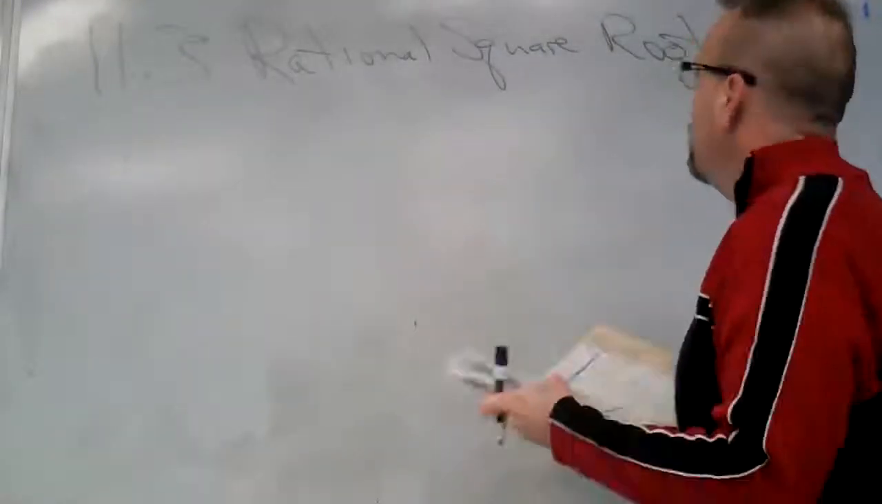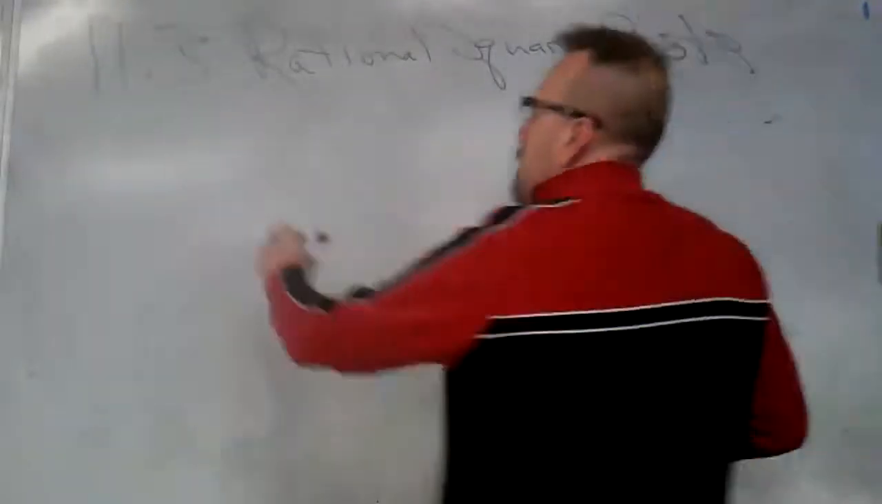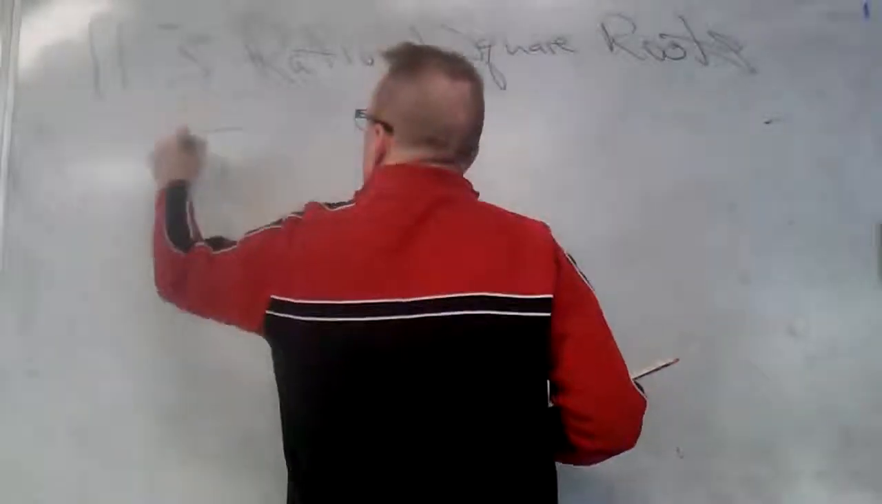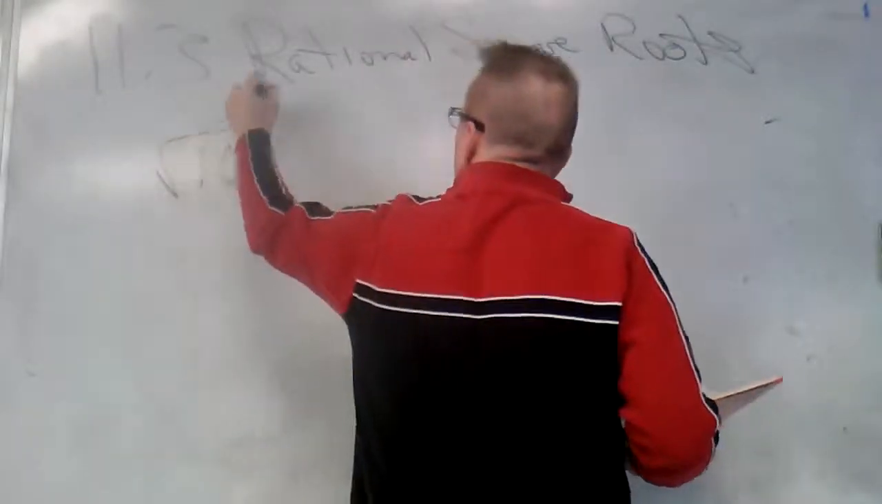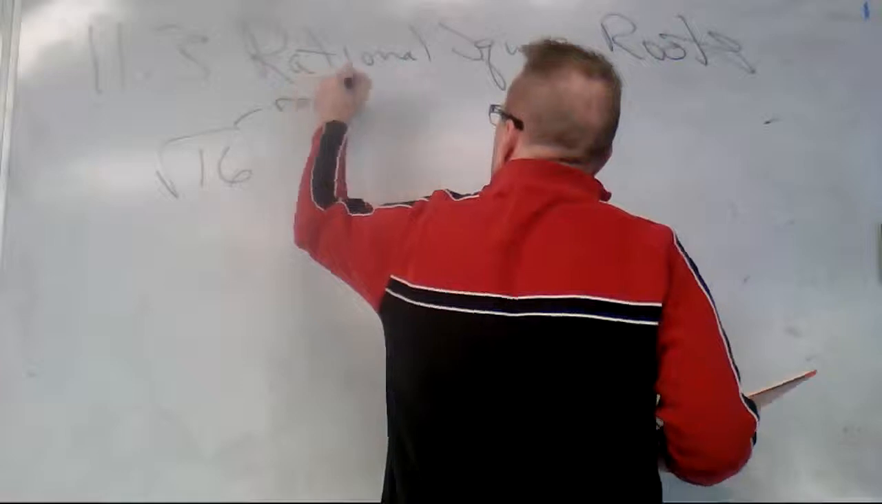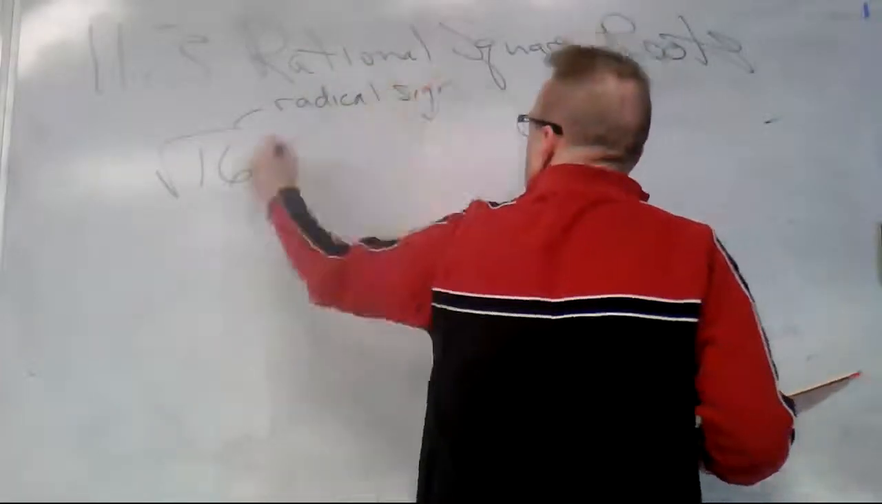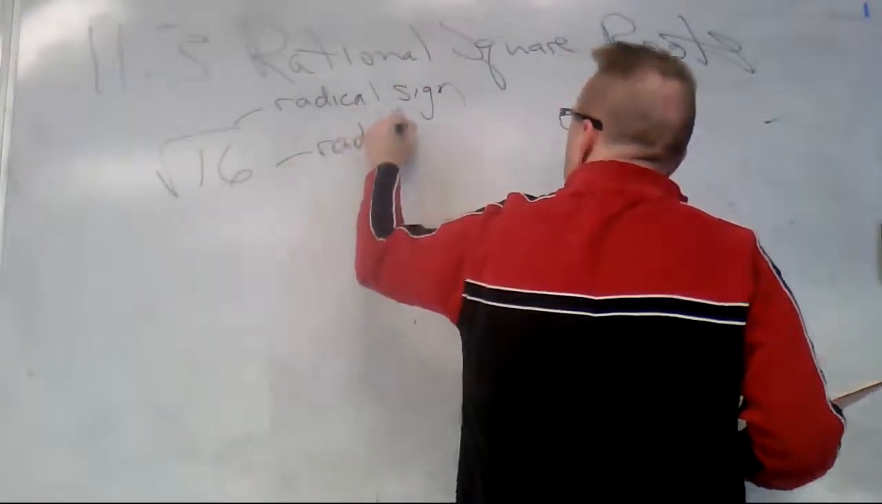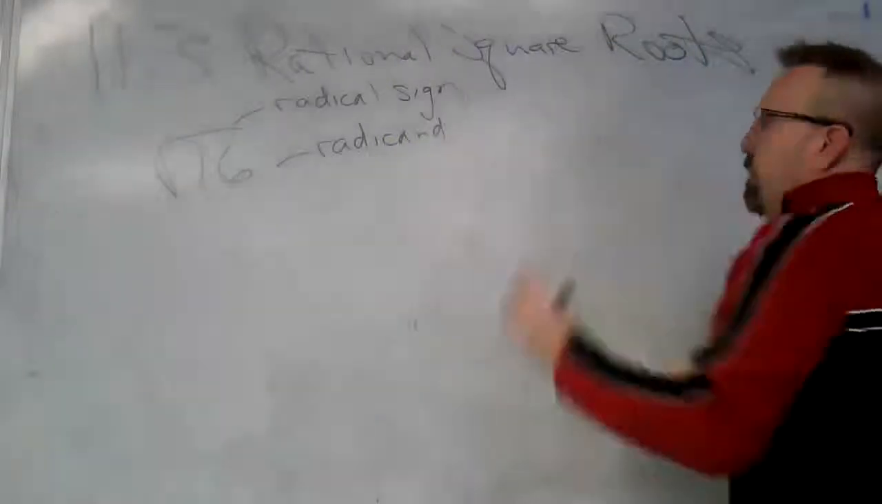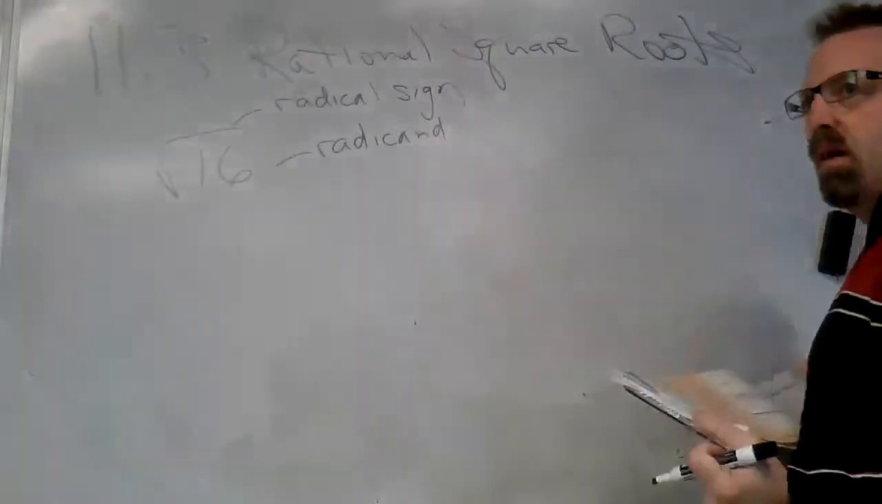We're doing rational square roots. Square roots are basically, if we have a symbol like this, it's called our radical sign, and then this is called the radicand. The radicand is the number inside. Rational square roots means all these answers are going to come out to be a rational number. A rational number is one that either repeats or terminates, a number that stops.